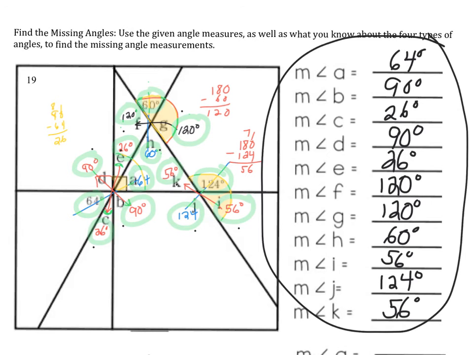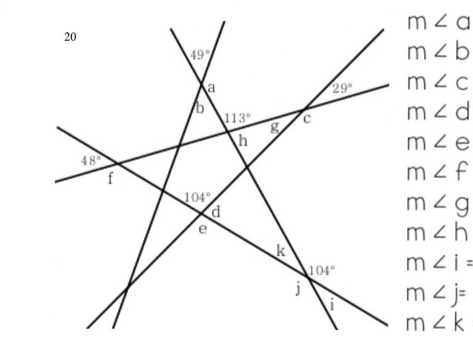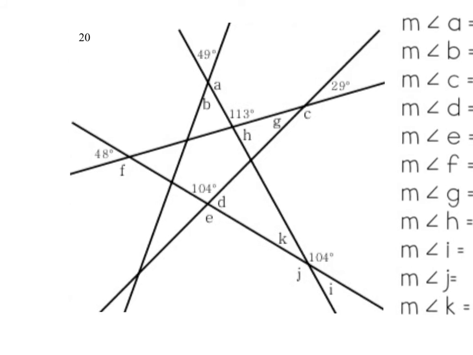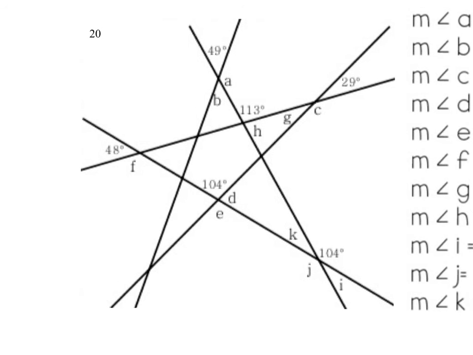Okay, let's go to the next one. Ooh, I see a lot of vertical angles, so I'm just going to start filling those in. If this is 48, then this is 48. But that doesn't help me with that letter. Let's just do the letters. Right here, E is going to be 104. J is going to be 104. G is going to be 29, because I could see that.